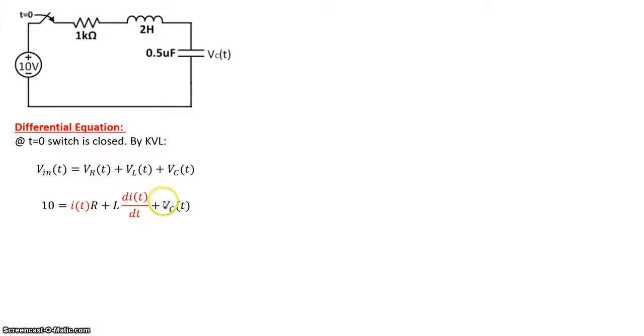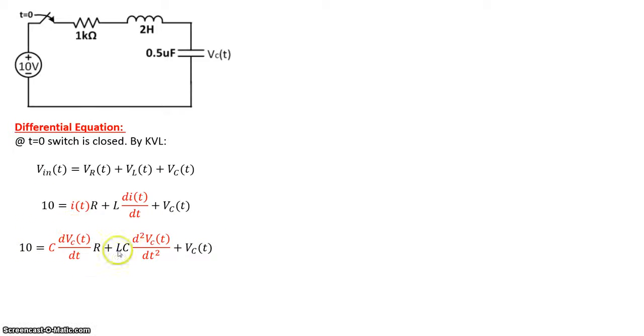We know that the current going through that capacitor is the same current as i(t). So the current here is the same. The current going through a capacitor can be written as C dV/dt. So let's replace every i(t) with C dV/dt. Now we have a second order differential equation because there's d squared/dt squared. So we have a second order differential equation with Vc.